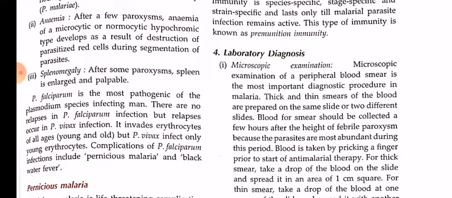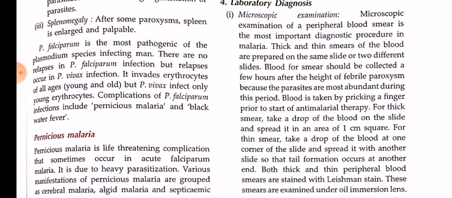Plasmodium malariae. Anemia. After a few paroxysms, anemia of a microcytic or normocytic hypochromic type develops as a result of destruction of the parasitized red cells during segmentation of the parasites. Splenomegaly. After some paroxysms, spleen is enlarged and palpable.